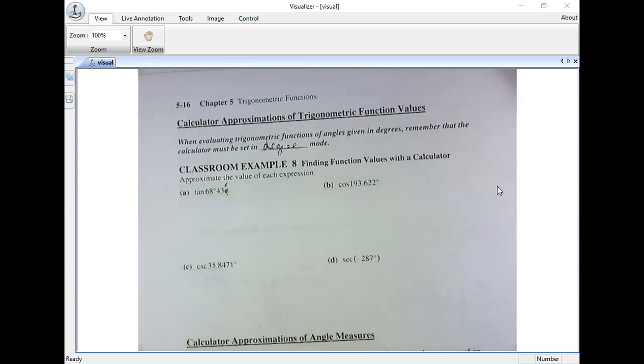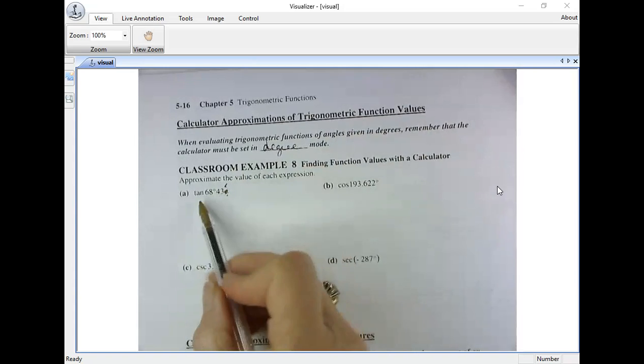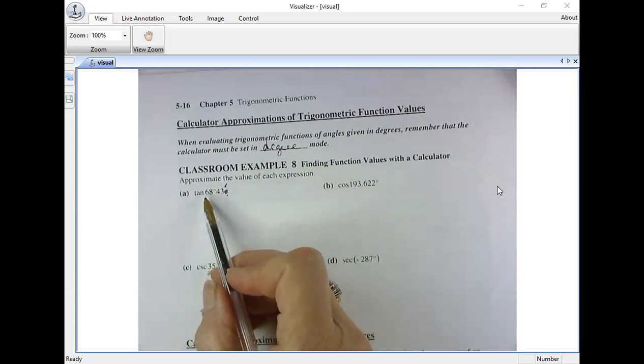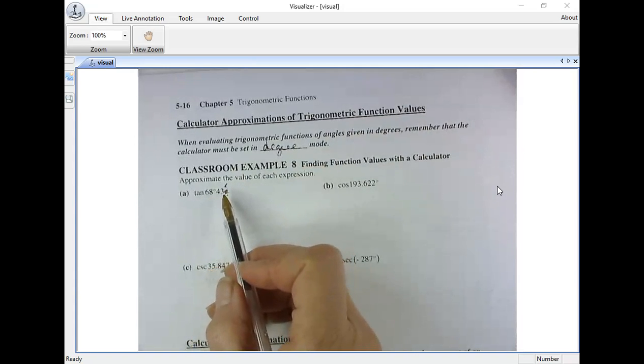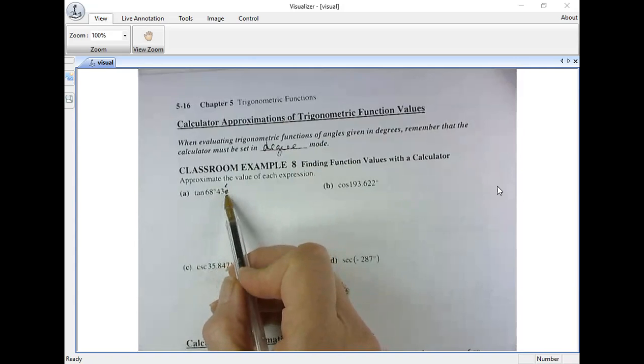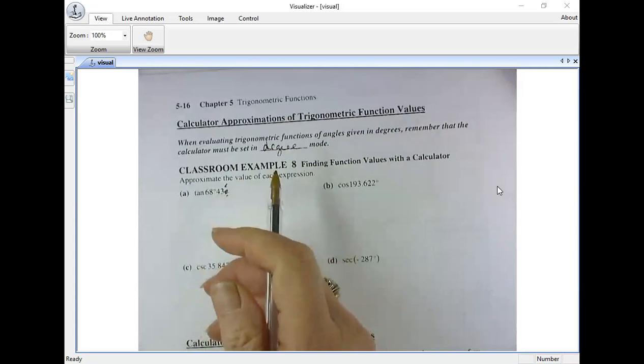Now, we had a degree setting in the calculator. I didn't see anything that talked about minutes. So if I wanted to find the tangent of 68 degrees and 43 minutes, do you have any idea how I'm going to have to put that in? How many minutes are there in 1 degree? 60. Could I make a fraction out of it? That's what you're going to have to do.